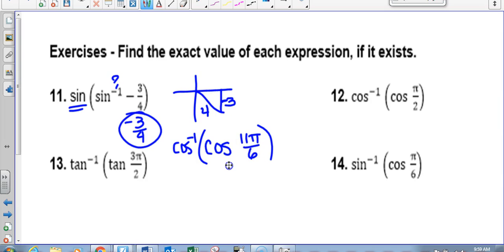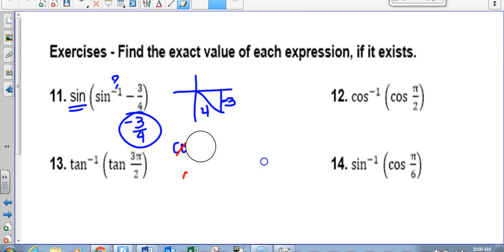Look at your unit circle, or your regular unit circle, whatever. 11 pi over 6 has a cosine of square root of 3 over 2. And then it says, what is the arc cosine of square root of 3 over 2? Well, the arc cosine is only defined in quadrants 1 and 2, so the answer has to be square root of 3 over 2, positive, and the x for cosine happens at pi over 6. Everybody okay? So that's one where if you just assumed these are going to cancel each other out, you'd get it wrong.